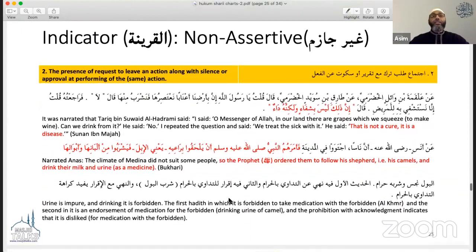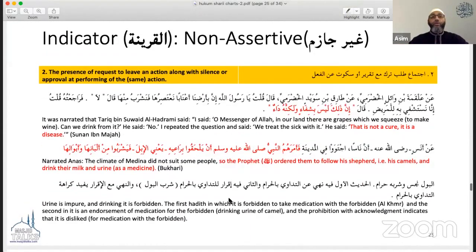Okay, and the second part of this, these indicators that entail either the sunnah or the makruh, is the presence of a request to leave an action along with silence or approval at the performing of the same action.